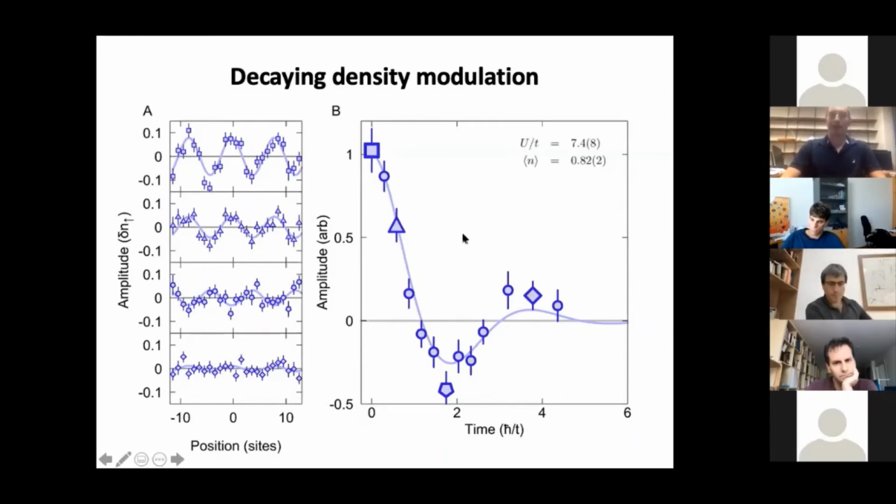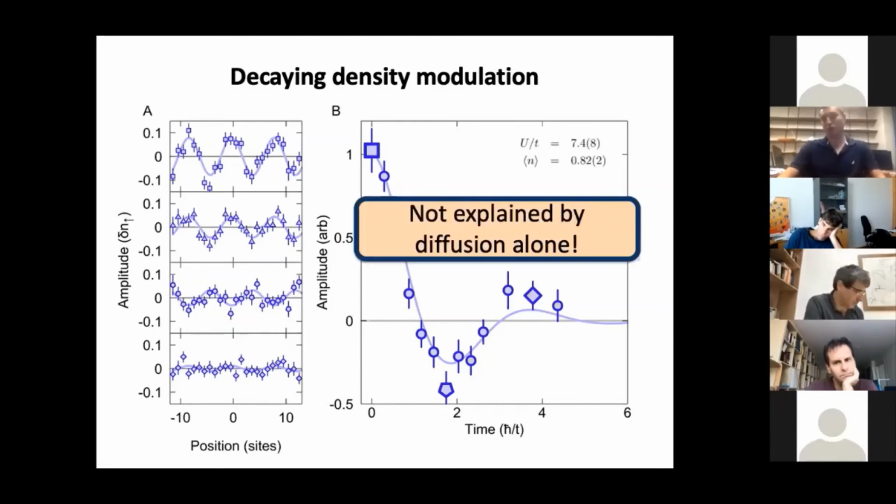Okay, so now what we did is look at the amplitude of this modulation versus time. This is the density modulation that we imposed at t equals 0, and then it decays over time. If you just look at the fitted amplitude of this modulation versus time, it does something funny. It undergoes some sort of underdamped oscillation. That's already not what you might expect. You might be used to diffusion, where this amplitude would decay exponentially in time. Here we're seeing a little bit of a bounce.